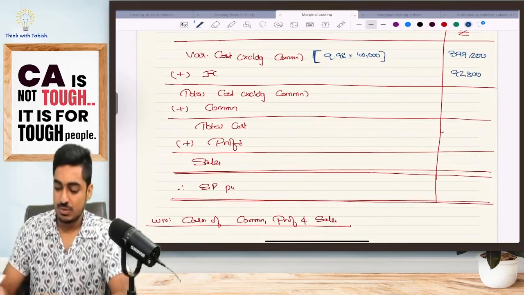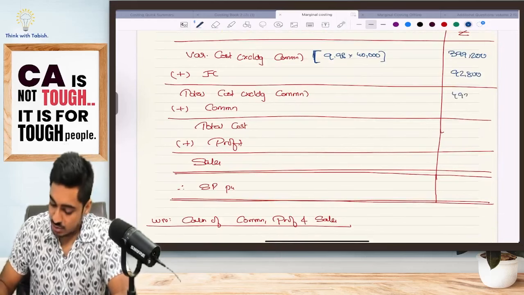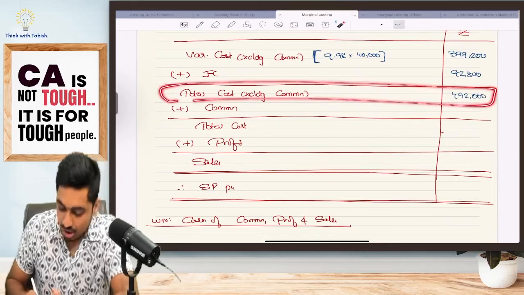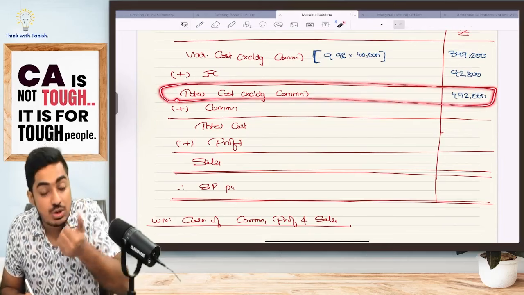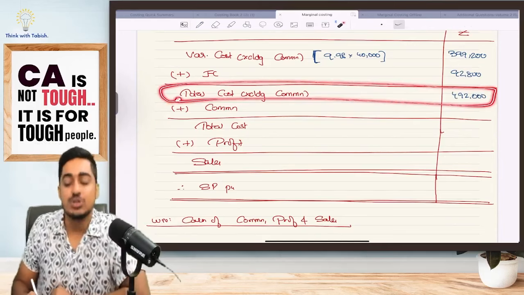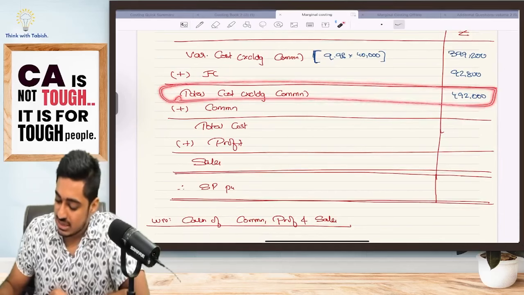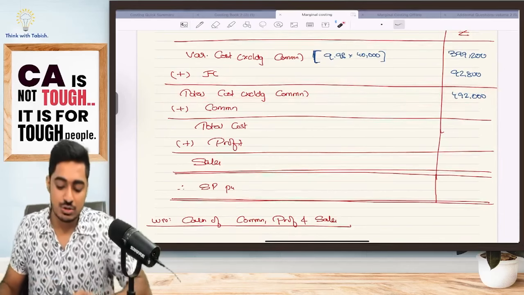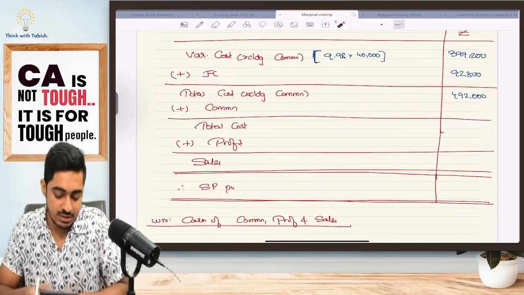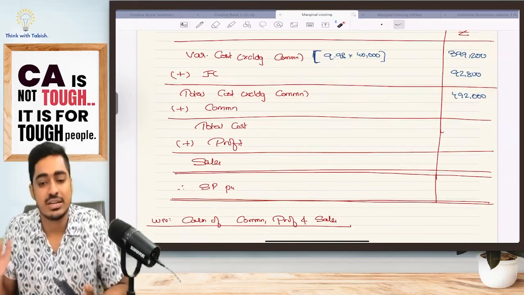That means how much will be my total cost? 4,92,000. Now tell me one thing, students. Is it my total cost? No, sir. It is my total cost excluding commission, because commission till now I have not shown in this. Yes or no, everyone? Yes. This 4,92,000, if you want to cross verify, whatever cost is given in the question, 210, 150, 92, 40, that also if you add, you will get 4,92,000 only.